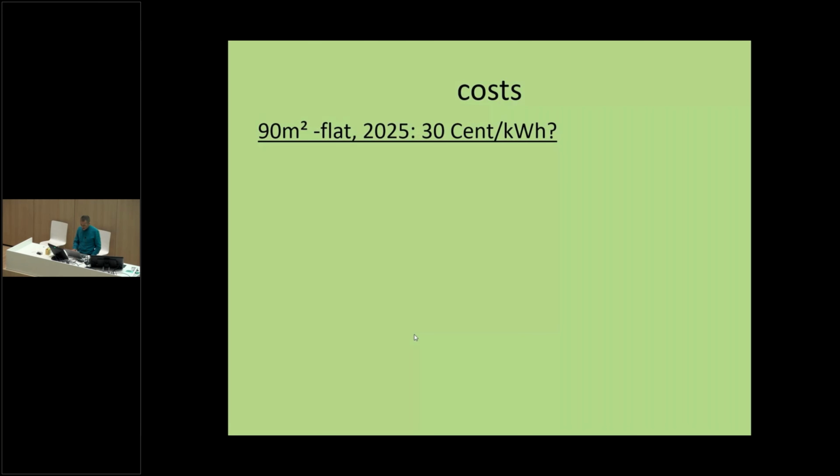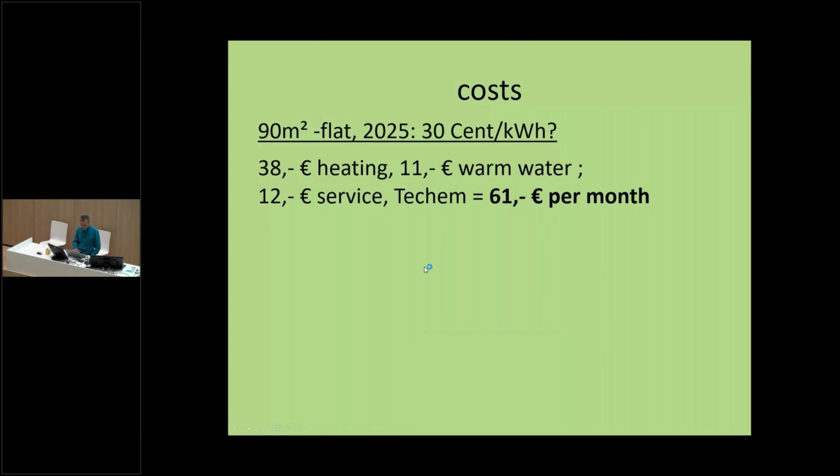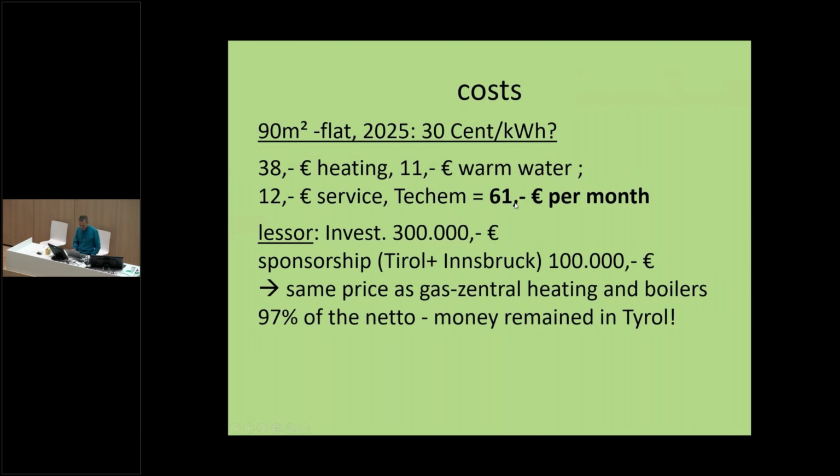For our lessors, they have 90 square meter flats, and if the price of electricity is 30 cents per kilowatt hour, probably it's a bit cheaper at the moment. You pay 38 for heating, 11 for warm water, and 12 for service and the metering. Yeah, for the metering. Thanks. So it's 61 per month.